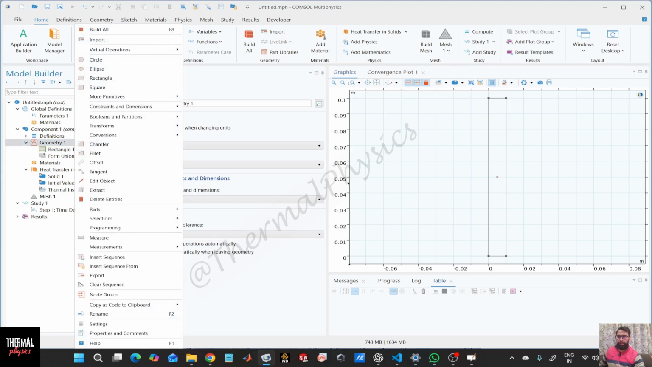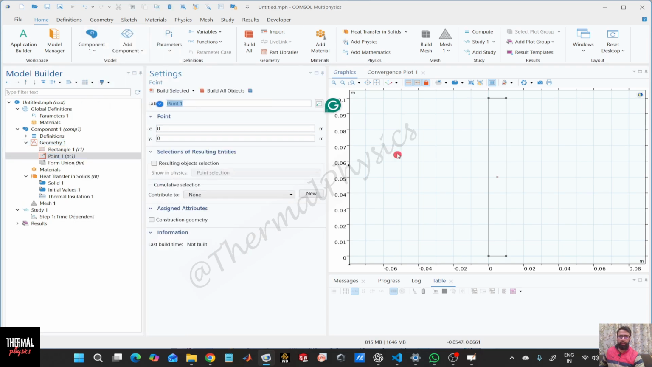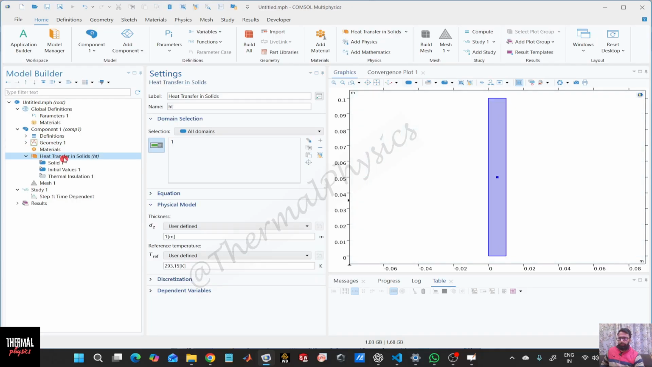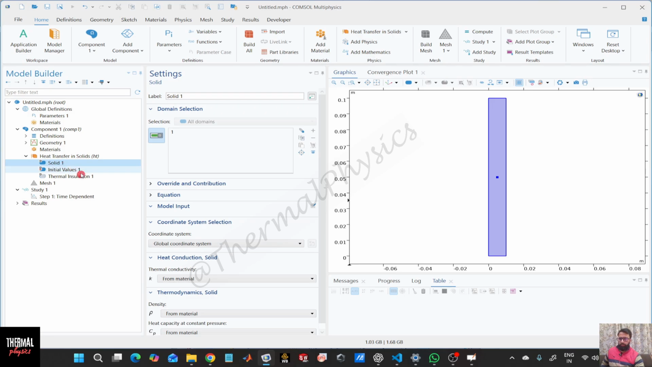We also need a point at which we have to calculate this temperature. We will go to primitives, then point. The point has to be at the center, so the center point will be x is equal to 0.005 and y will be half of 0.1, which is 0.05. We'll build it. Yeah, we have a point at the center. This is required for the evaluation of the temperature. So we will go to solid.